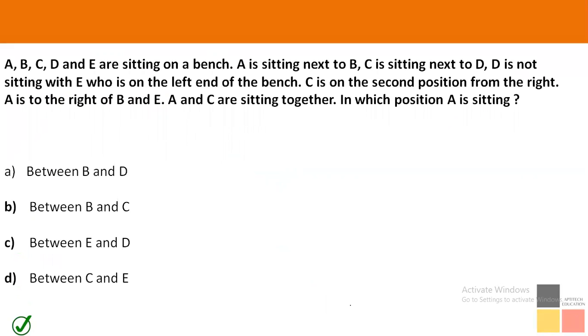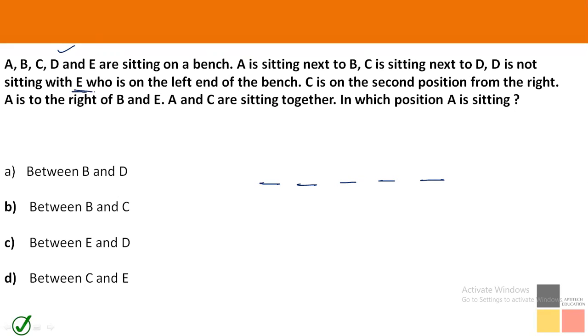Next question. Okay, so A, B, C, D, and E are sitting on a bench. All right, now this seems like a question from data arrangements. A is sitting next to B. Okay, the first step is to always draw five spaces, because as many variables as there are, that many arrangements I need to do. Now there are always going to be some direct clues, there will always be some indirect clues. Let's look for some direct clues first. A is sitting next to B. Okay, C is sitting next to D. D is not sitting with E, who is on the left end of the bench.